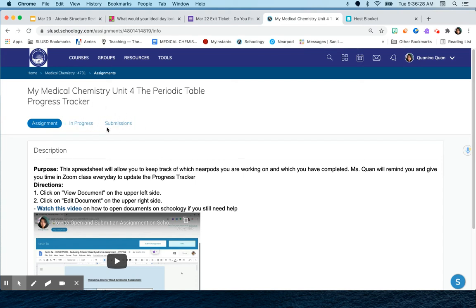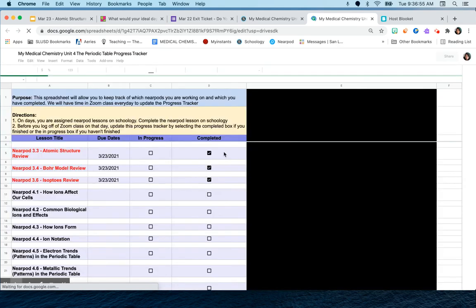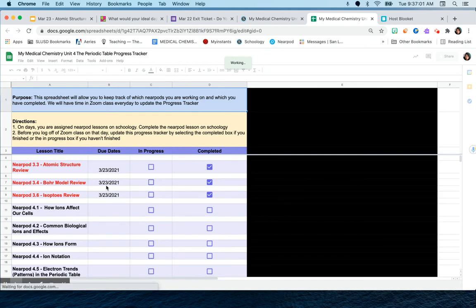If you click on View Documents on the upper left-hand side, and then Edit Document on the upper right-hand side, you should be able to open a spreadsheet. If you're struggling with how to open this, or you run into some login glitches, feel free to watch this video and it will show you how to do that. When you open it, it will look like this. These 3 lessons we went over yesterday, and if you completed the exit ticket from yesterday, you can check off completed for these 3, and then that's pretty much it for today. And then you can log off.